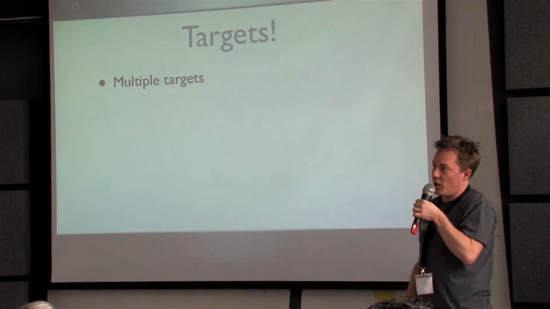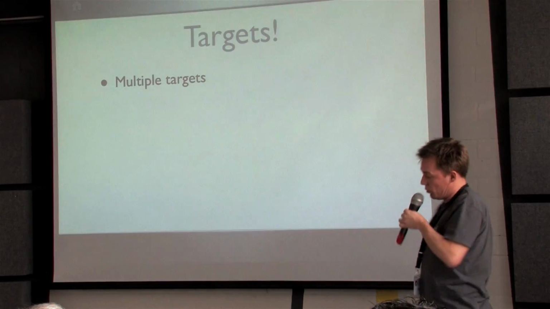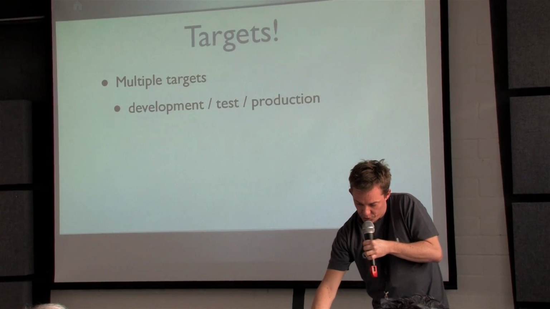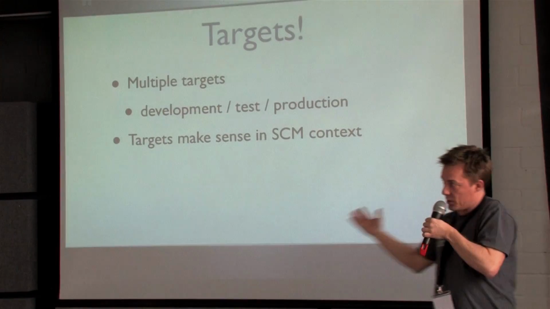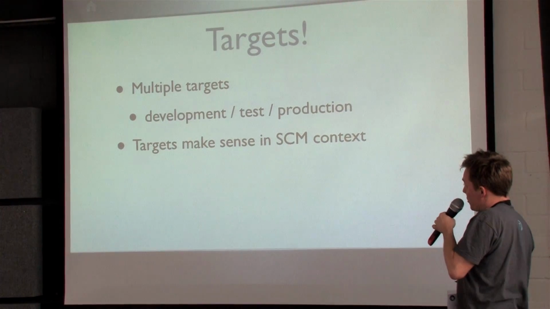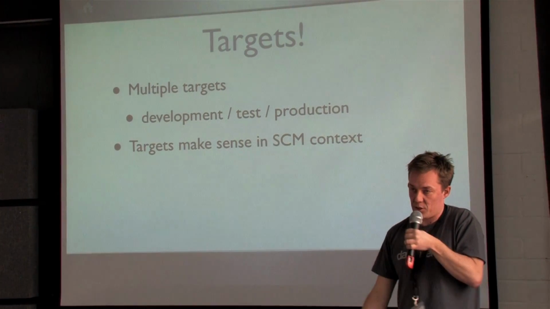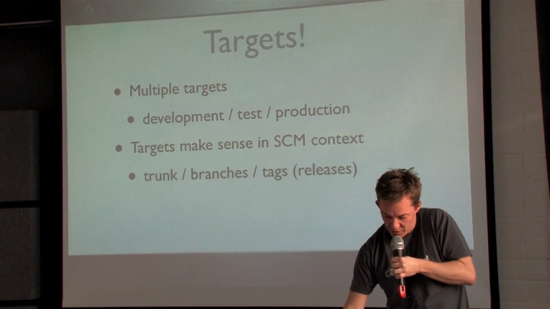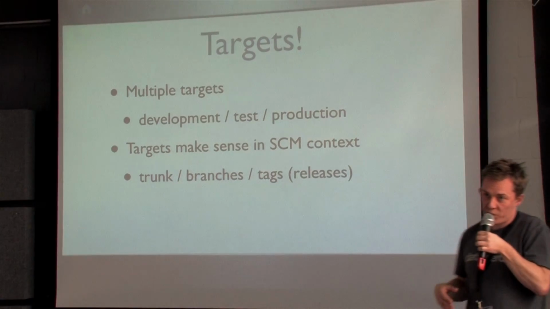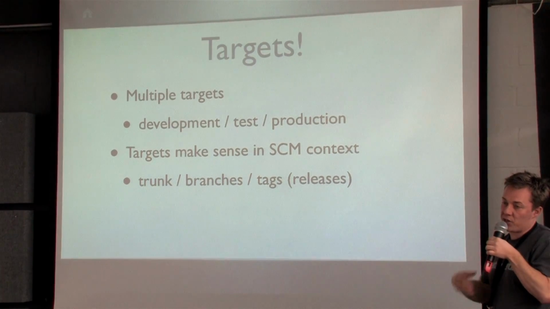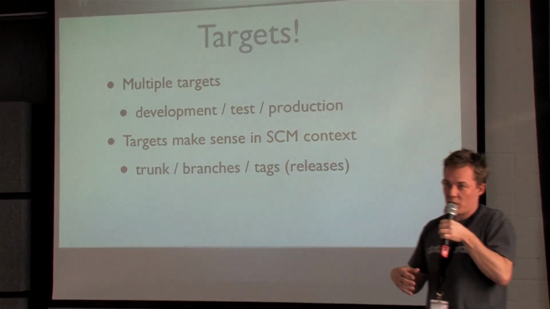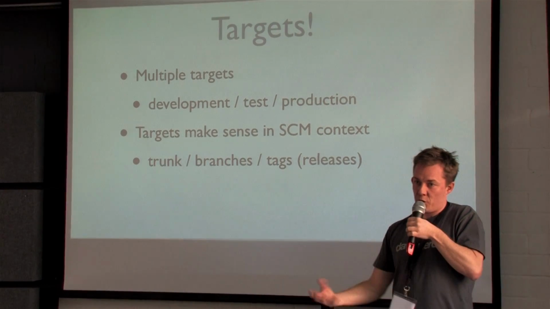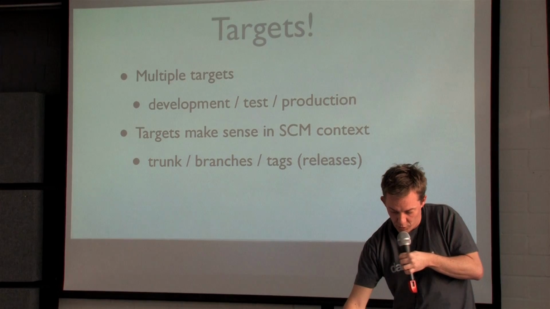Targets is really the coolest thing when looking at this microcloud solution. So you can segregate development, test, and production, and this really makes sense when you're working in the source control management context, where you can, for example, deploy directly from a branch or release, or from trunk, if you do that. So you're always in control of where you are, what code you're deploying.